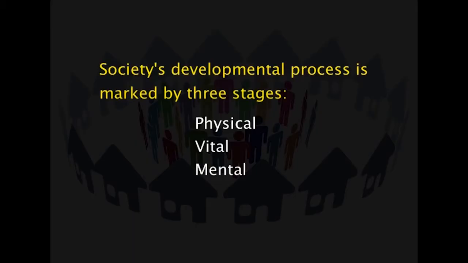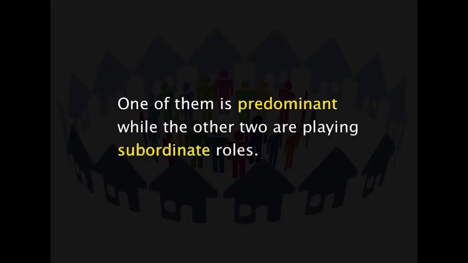Society's development process is marked by 3 stages: physical, vital and mental. These are not clear-cut stages, but overlap. All 3 are present in any society at any time. One of them is predominant, while the other 2 play subordinate roles.